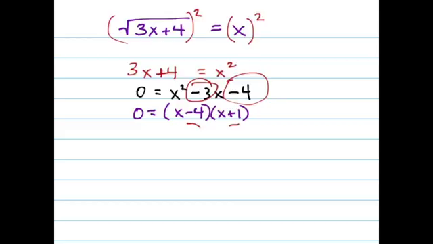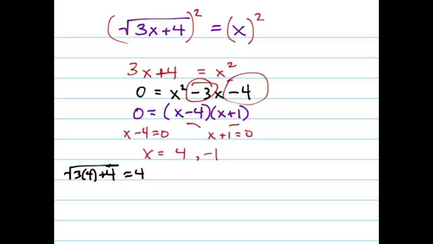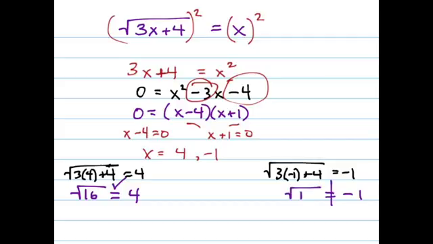X equals 4, x equals negative 1. Then what do we do? You would put it back into the original equation. One thing at a time. So we plug them into the original equation. We plug in 4, which gives us radical 16. Does that equal 4? Yes. Then we plug in negative 1, which gives us radical 1. Does that equal negative 1? No. So our only answer is 4.